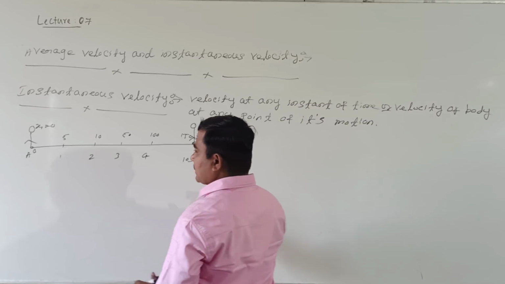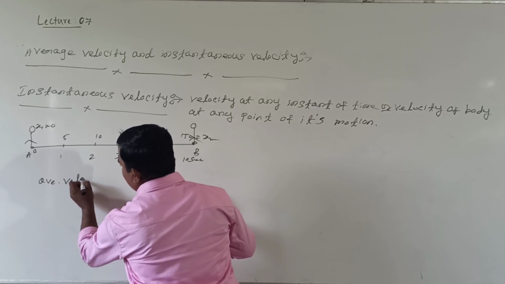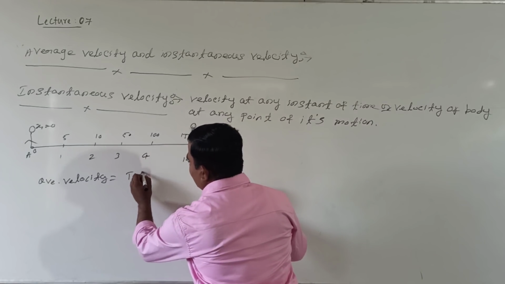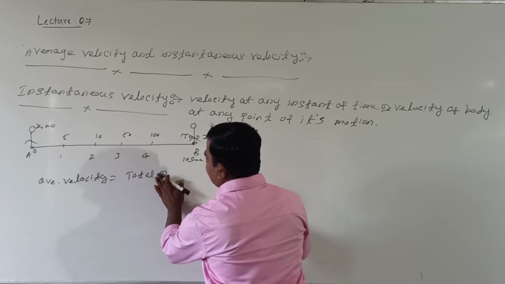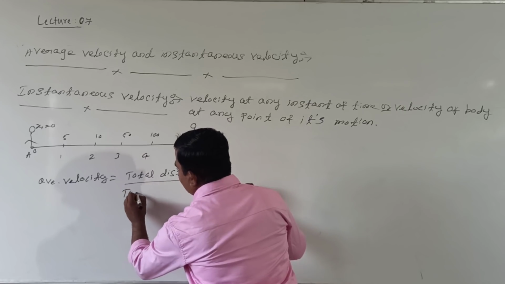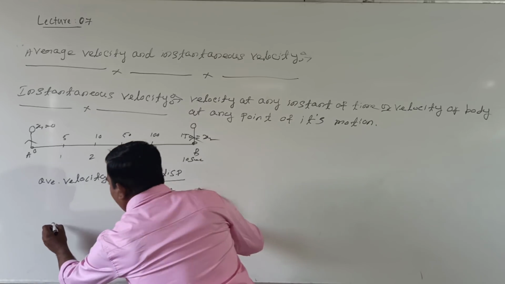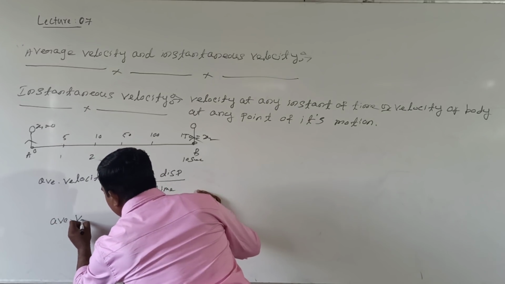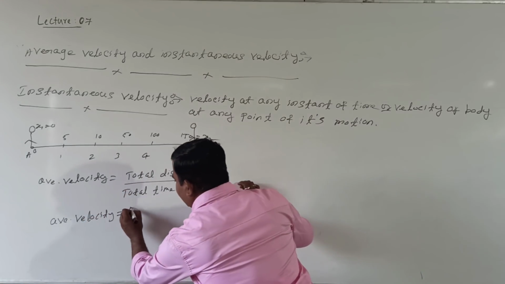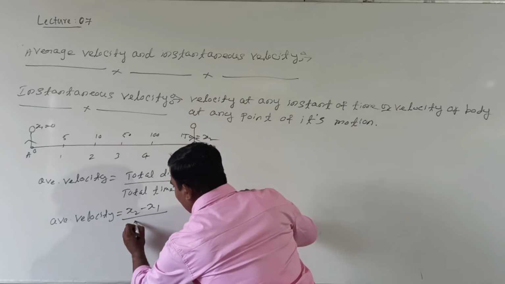Shall I take average velocity in this case? Average velocity is total displacement divided by total time. Total displacement is the final position x2 minus the initial position 0. Total time is t.